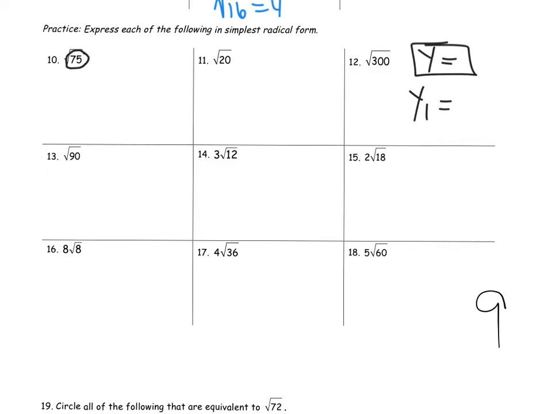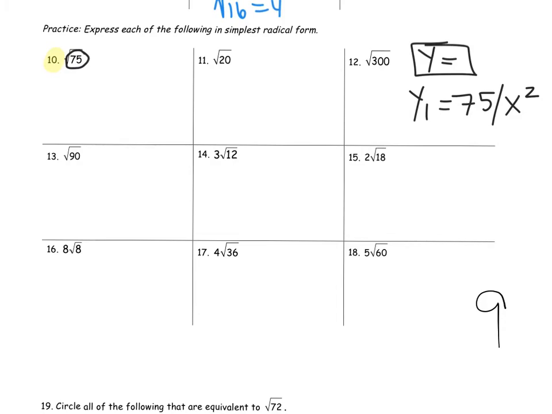So for this example, question 10, we're going to do this one together. I want you to type in y1 equals 75, the number under the radical. Do not write square root. I don't want that. I want you to just write 75, and I want you to divide it by x squared. So y1 equals 75 divided by x squared.